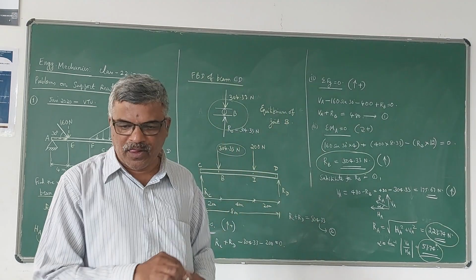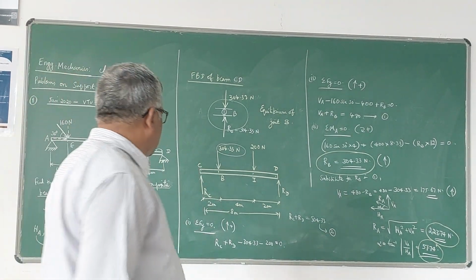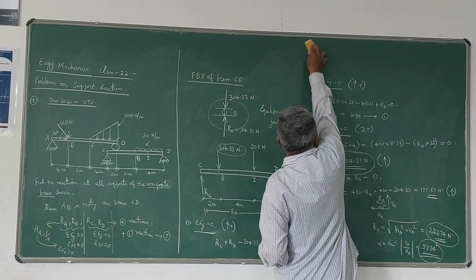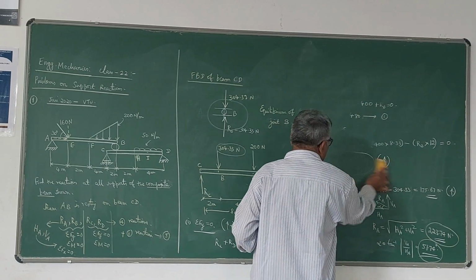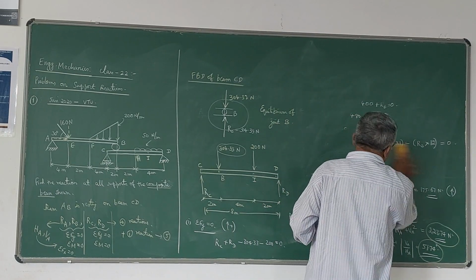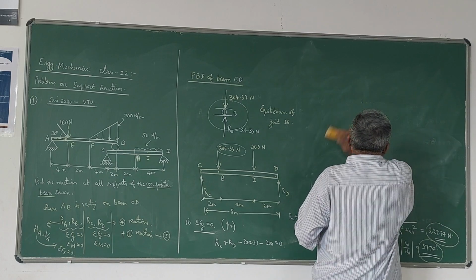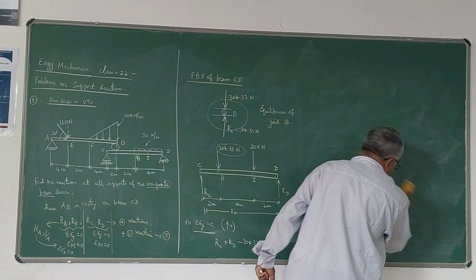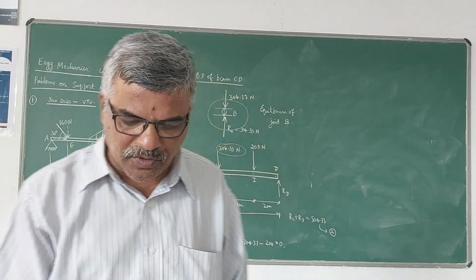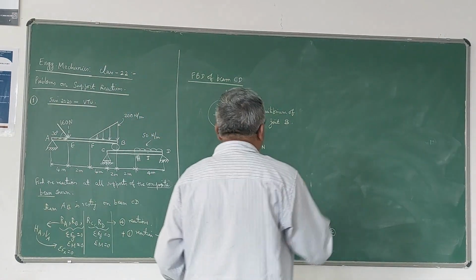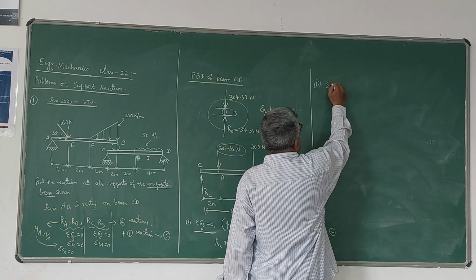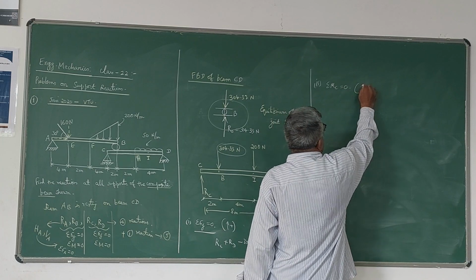Next, one more equation is sigma MC equals 0 or sigma MD equals 0, any one. Either you can take sigma MC or sigma MD, with clockwise positive and anticlockwise negative. Now I will use sigma MC equals 0. You can take the algebraic sum of the moments and equate them to 0. Sigma MC is equal to 0, clockwise positive.